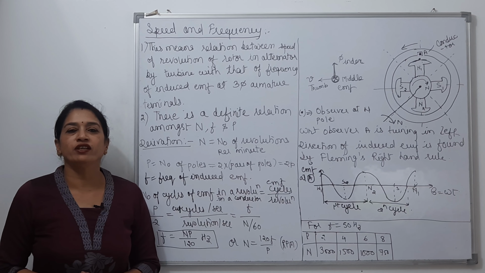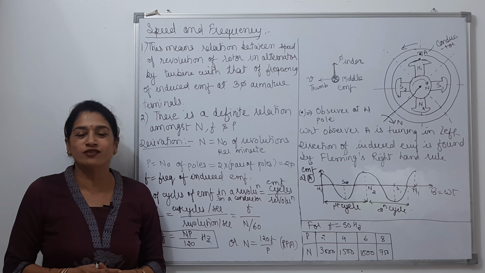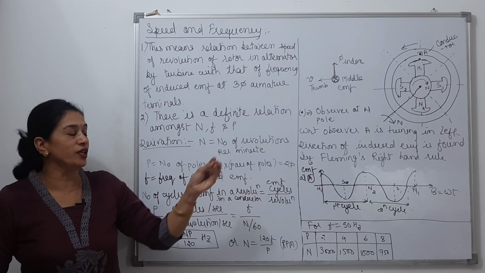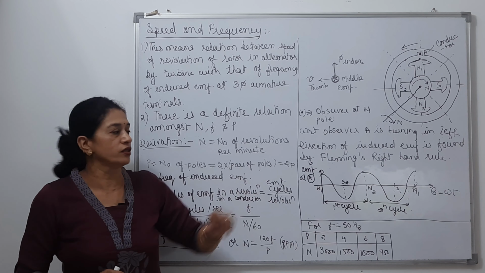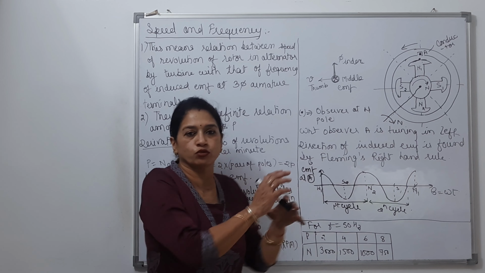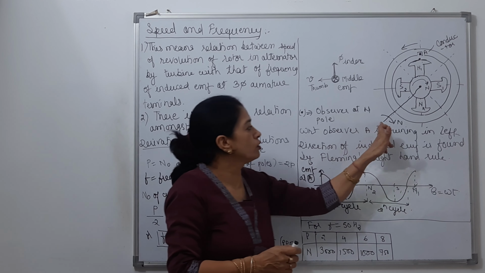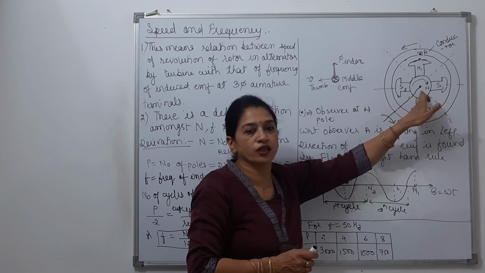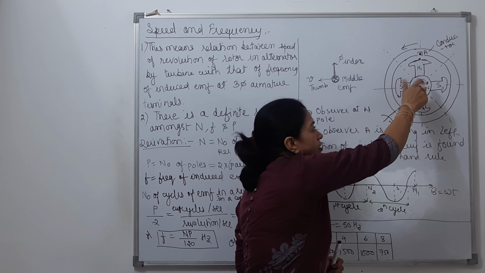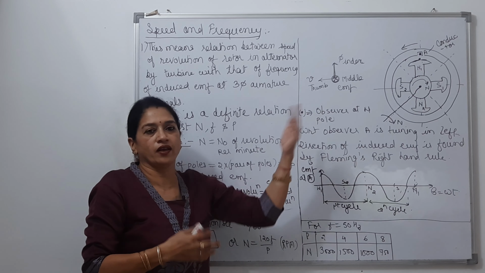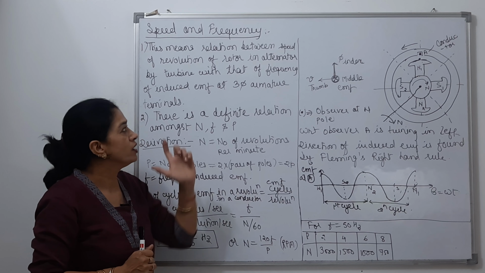Now today I am giving you the relation between the speed and the frequency. Now you will ask, which speed? That speed which is given by the turbine to the rotor, because the turbine and the rotor are connected with the same shaft. So as the turbine moves because of the pressure of the steam or the water, it will turn the rotor with the help of this shaft. So the rotor turns. Say the rotor is turning in the clockwise direction.